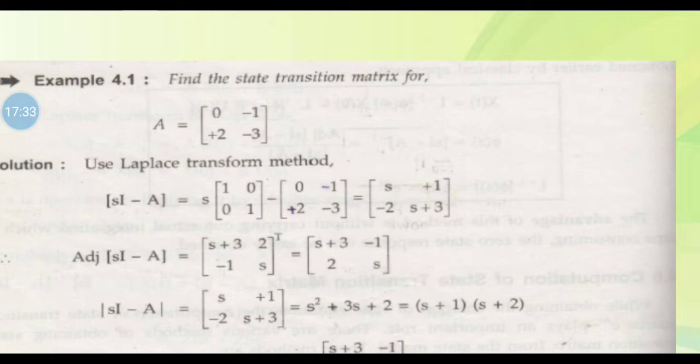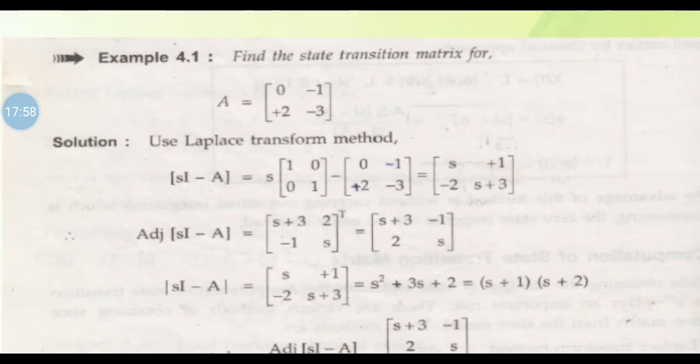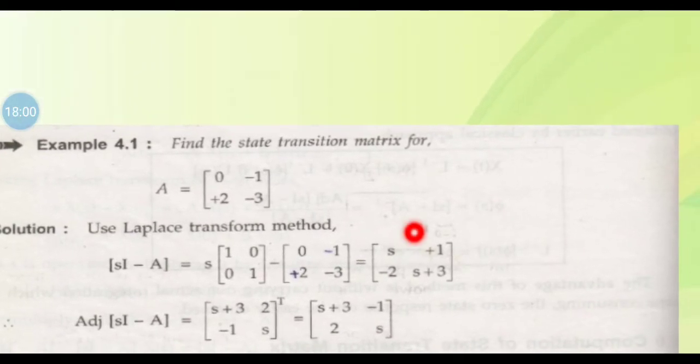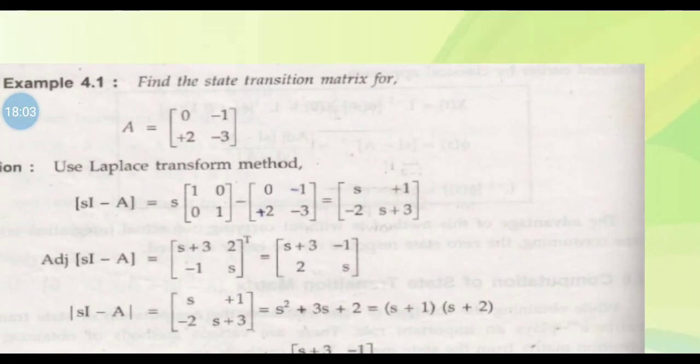Then minus A is [0, minus 1; plus 2, plus 3], which we can write as: s minus 0 is s; 0 minus of minus 1 becomes plus 1; minus of s into 0, minus into plus 2, becomes minus 2; then s minus of minus 3 is s plus 3.